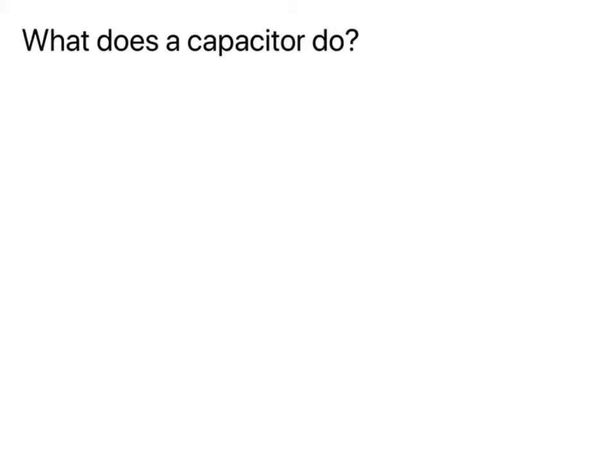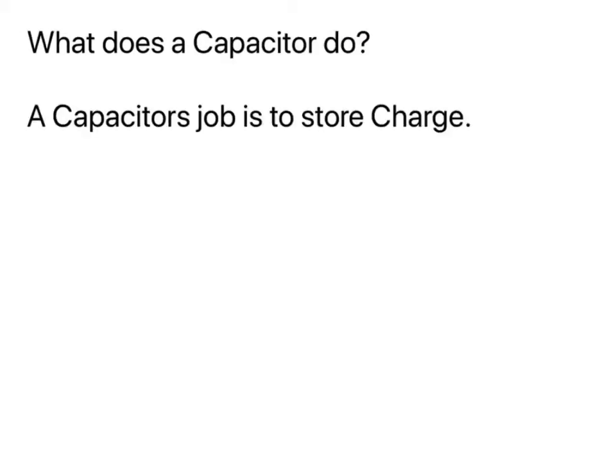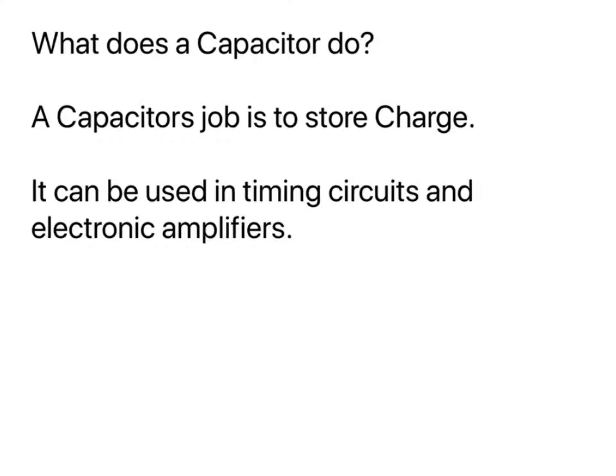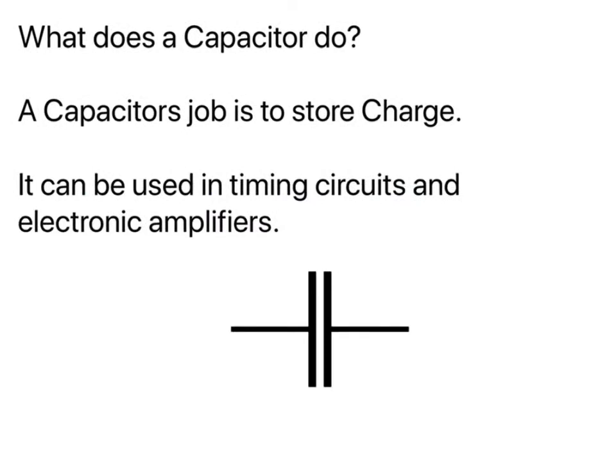What does a capacitor do? A capacitor's job is to store charge. By storing charge, it stores energy. Capacitors can be used in timing circuits and electronic amplifiers. A capacitor symbol looks very much like the symbol for a cell, but the two lines are exactly the same size and width.